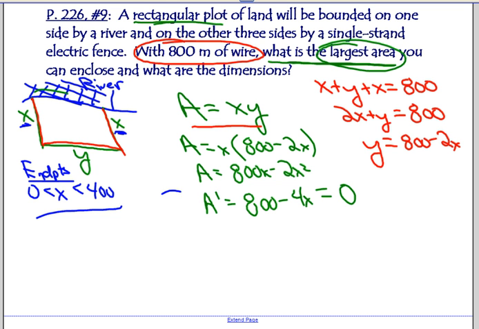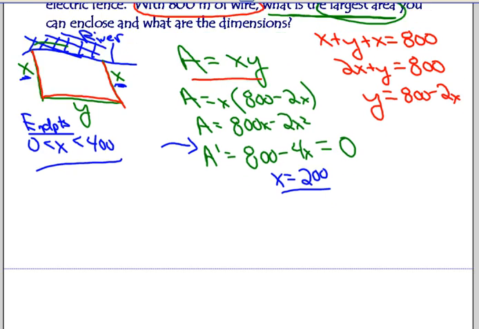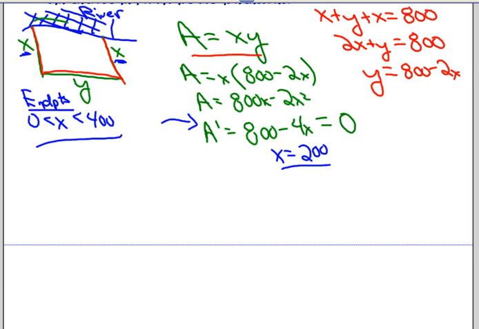Okay, back to my derivative. Sorry about that. Let's set it equal to 0 and solve. It looks like my one critical point is 200. Let's make a little chart with the first derivative. So I've got x, and I've got my first derivative. I've got only one critical point, 200. I'll go from 0 to 200, and after 200 up to 400.